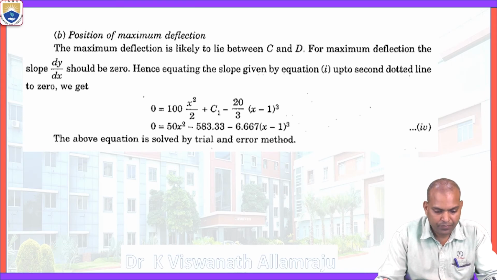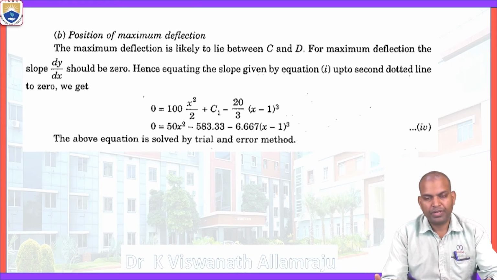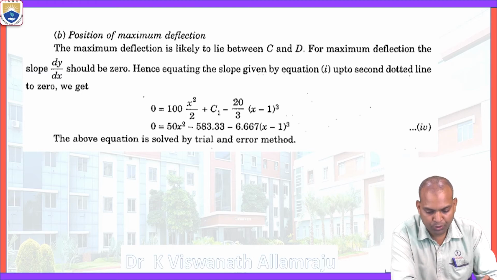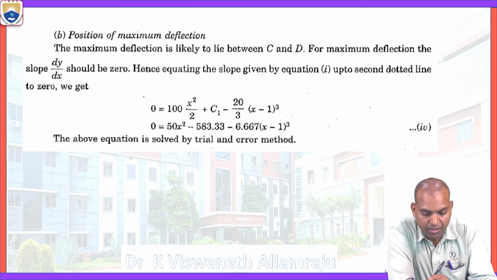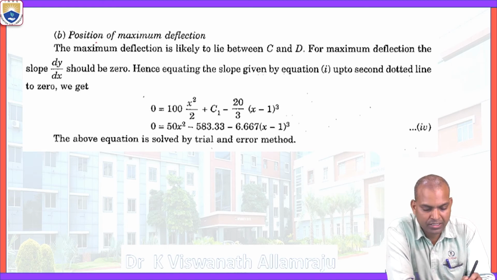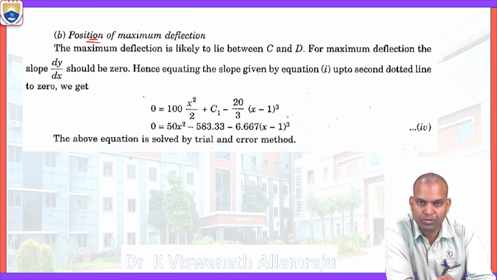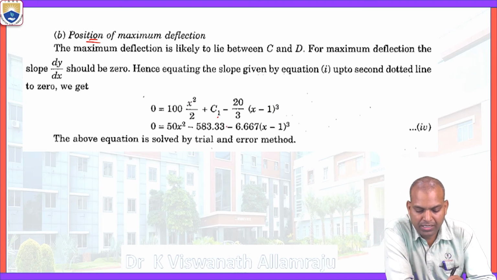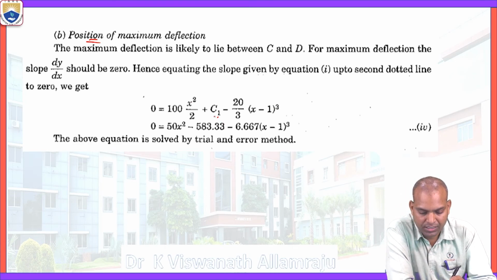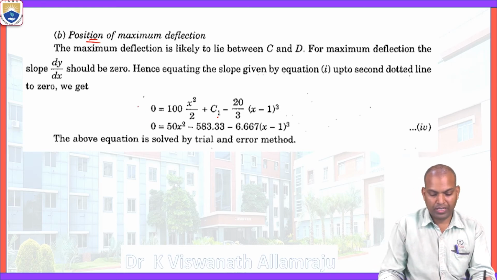Now, next, the position of maximum deflection. We want the position where it is. What is the position of the maximum deflection? We have to make dy by dx equal to 0, because at maximum deflection the slope equals 0. So substitute the C1 value in equation 1, equate it to 0, and then derive the x value.